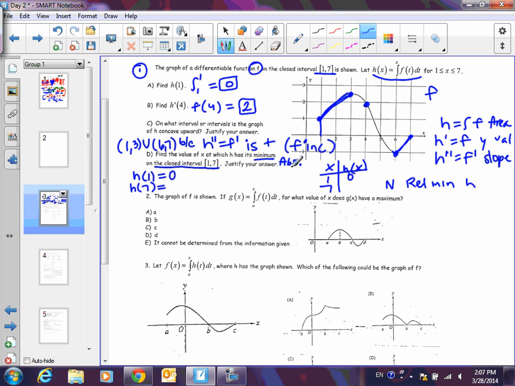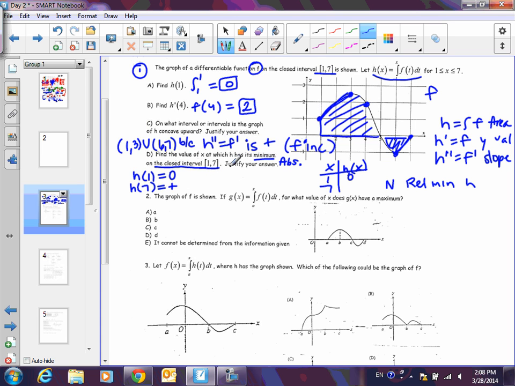You can't actually find it because these are curves, but you can estimate. All right, so what I'm saying is, what is this area minus that area? First of all, is it positive or negative? Positive. Has to be positive.